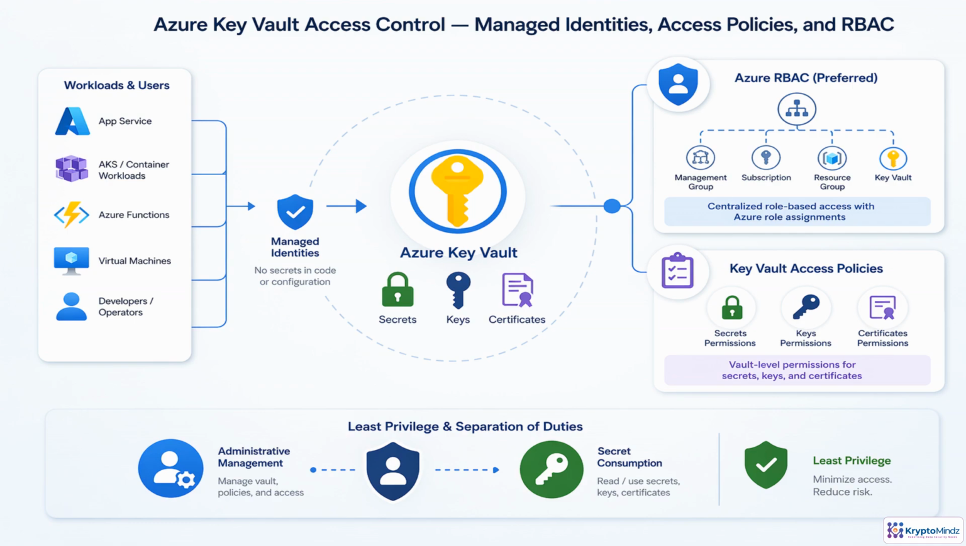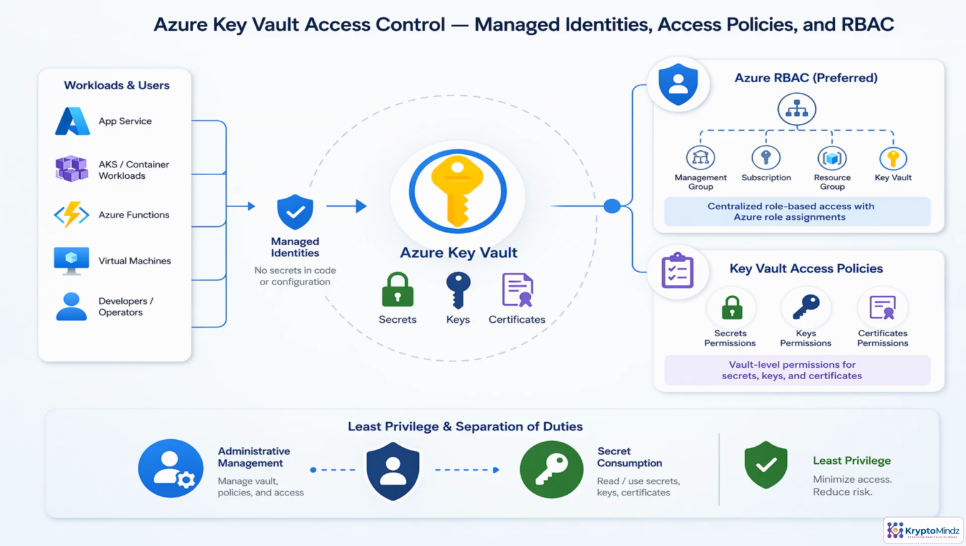Access to Key Vault should begin with identity, not embedded passwords or connection strings. An Azure app, function, VM, or container can use a managed identity to request a token from Microsoft Entra ID. Key Vault then checks authorization before releasing a secret, key, or certificate.